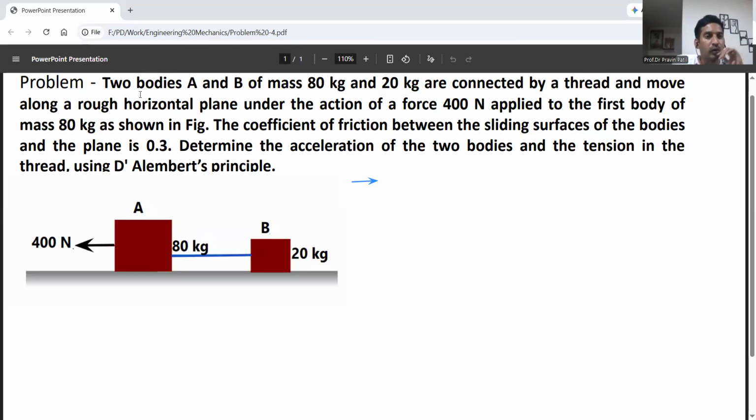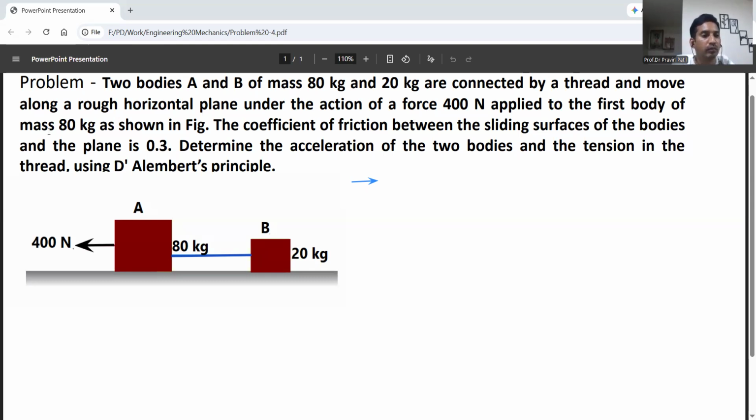Okay, problem. Two bodies A and B of mass 80 kg and 20 kg are connected by a thread and move along a rough horizontal plane under the action of a force of 400 Newton applied to the first body of mass 80 kg, as shown in the figure. The coefficient of friction between the sliding surface of the body and the plane is 0.3. Determine the acceleration of the two bodies and the tension in the thread using D'Alembert's principle.